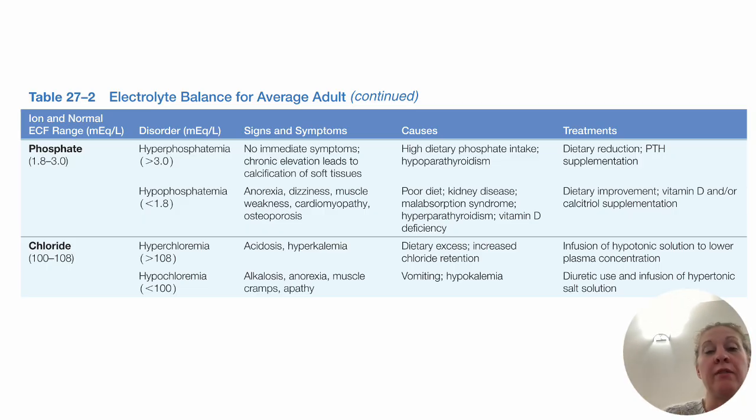And then hypophosphatemia is not getting enough in your diet, so you can end up with anorexia or loss of appetite, dizziness, muscle weakness, etc. And the solution obviously is to just get a little bit more of it in your diet, and also to supplement with vitamin D to help with absorption of phosphate.